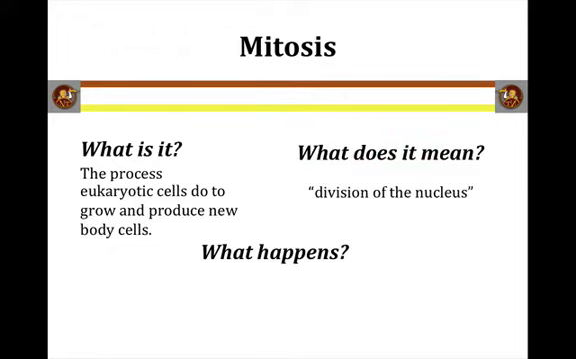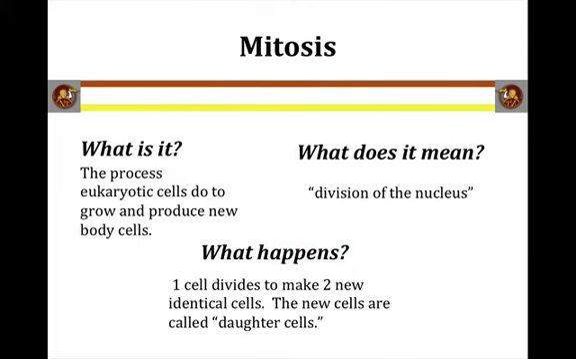Okay, mitosis means division of the nucleus. Okay, notice that nucleus is right in the definition, which means that it does not occur in prokaryotic cells, because prokaryotic cells do not have a nucleus. We are only talking about eukaryotic cells. Okay, so what happens in mitosis? Ultimately, one cell divides to make two new identical cells. The new cells are called daughter cells.